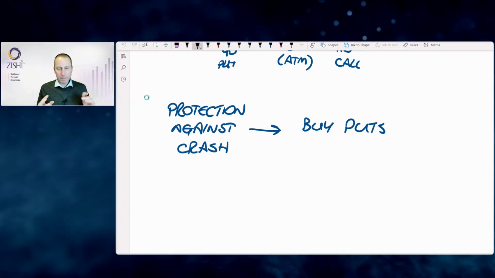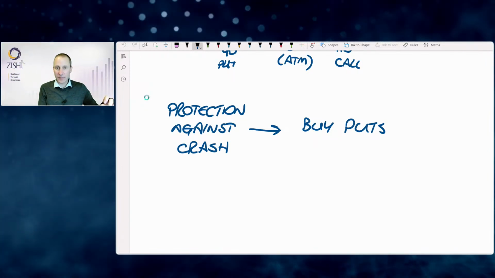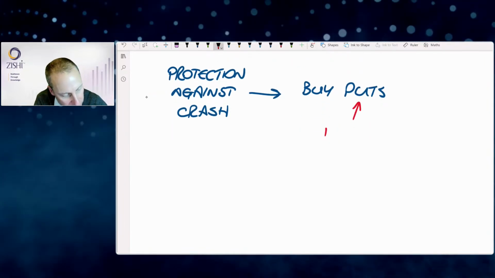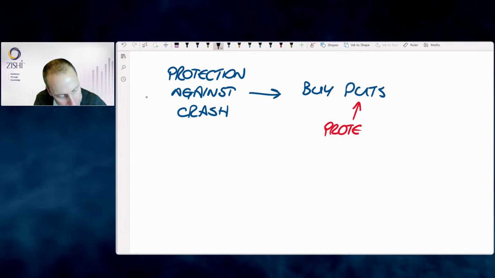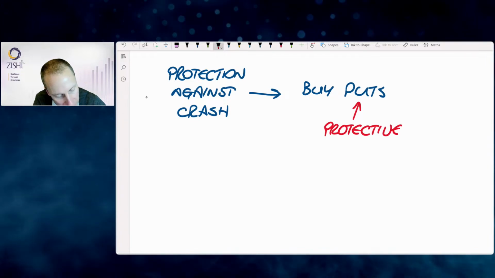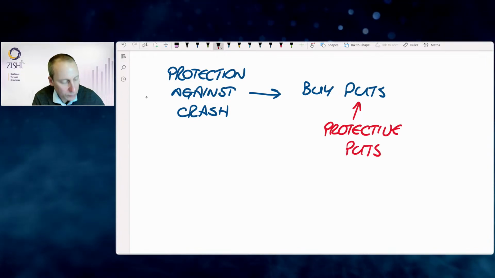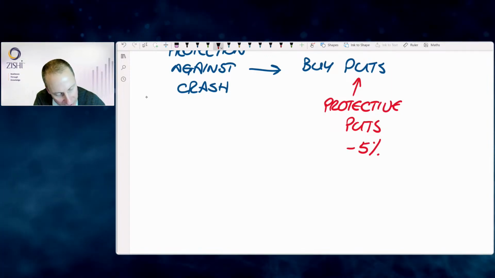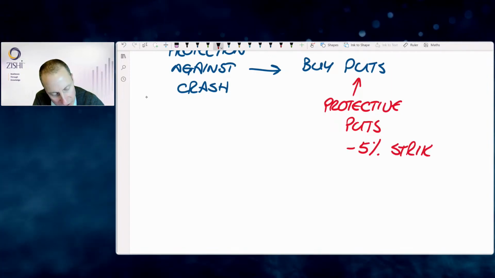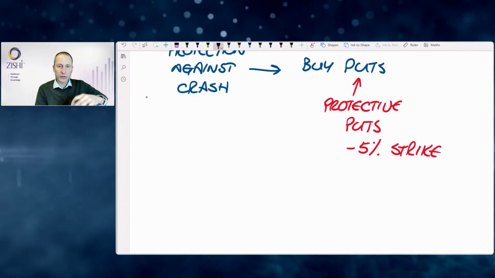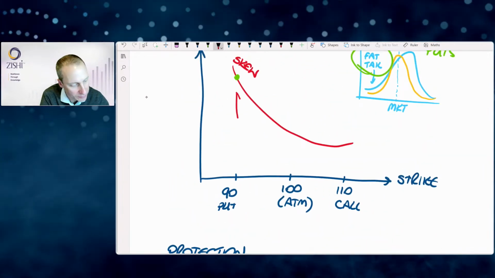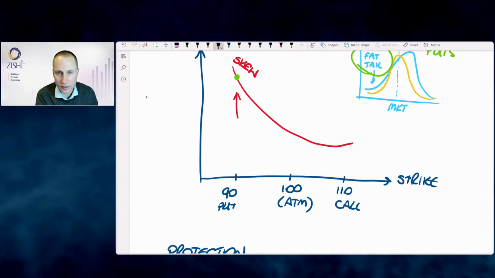So demand from traditional fund managers who are buying what they call protective puts. These are known as protective puts. And they don't always buy at the money puts. They might buy a kind of -5% strike or -10% strike or something like that. So you've got out of the money put buying, which helps to generate this upward demand on the volatility.